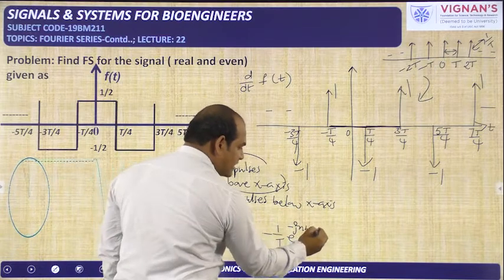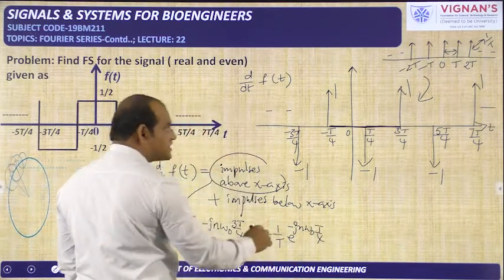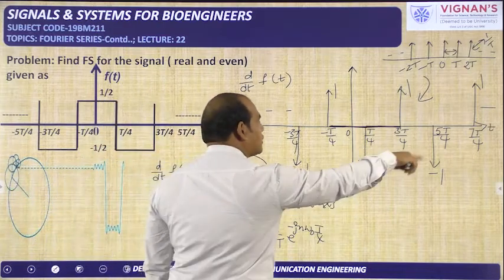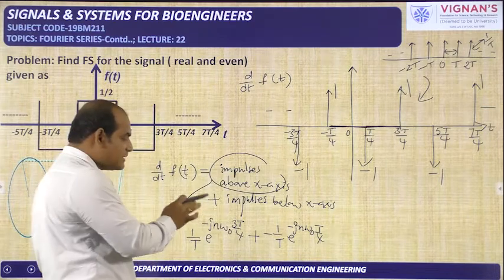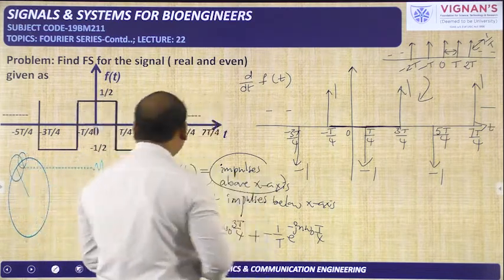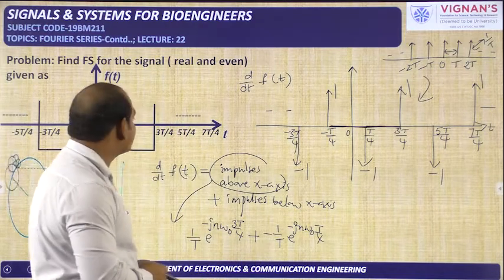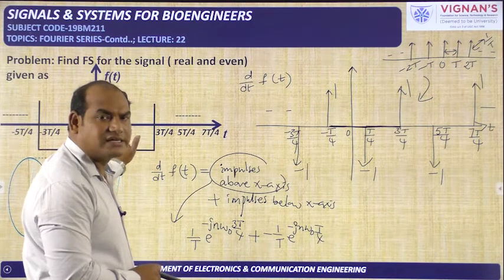How much shift is there? T by 4. So this is the Fourier series coefficient for the impulse train signal which is below the x-axis, and this is the Fourier series coefficient for the impulse train which is above the x-axis. Okay, so what we have done in order to do the problem for this one, this is the given square wave.